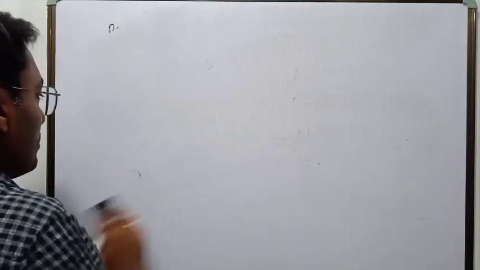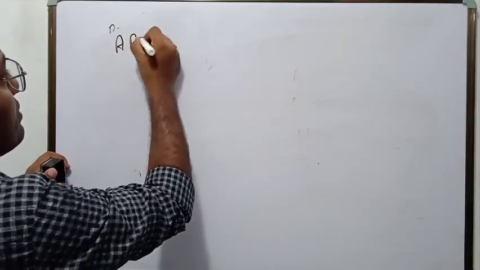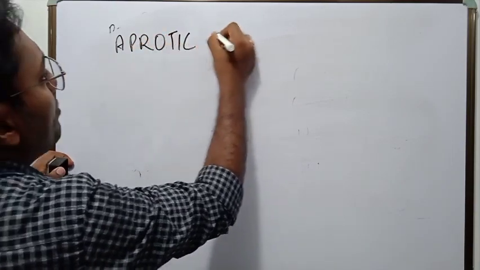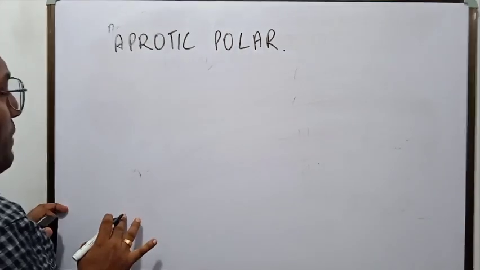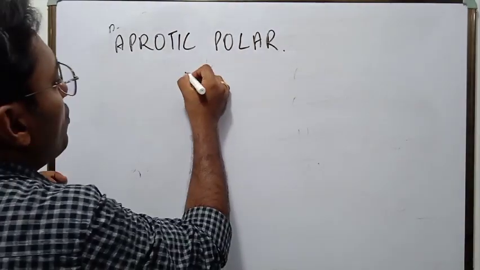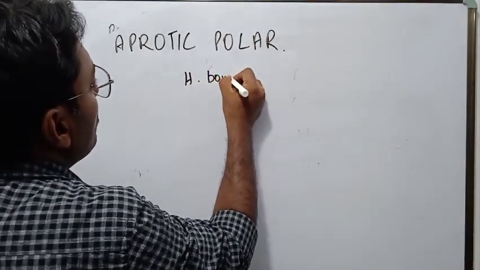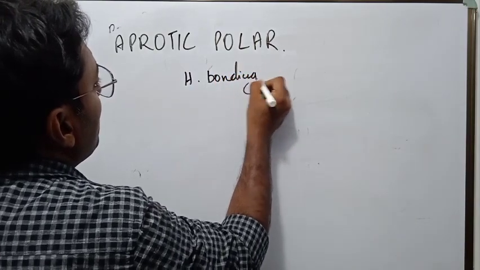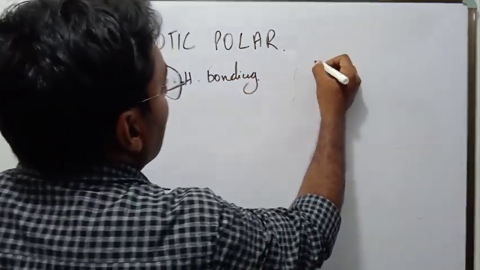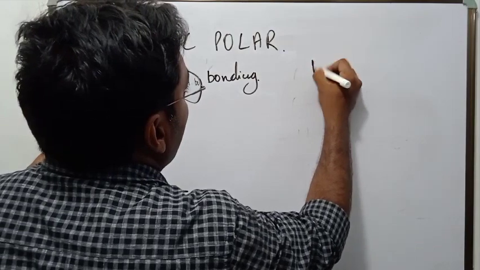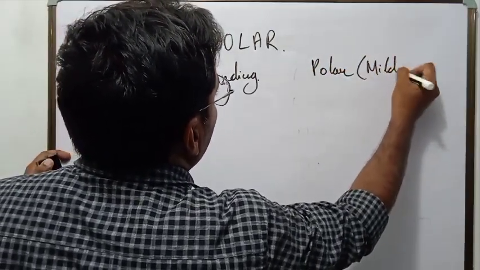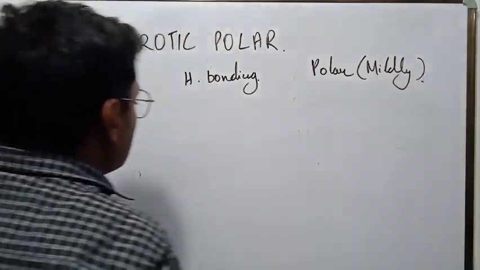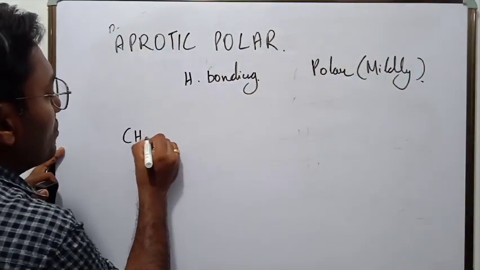Aprotic polar solvents. Let us look at them. Aprotic polar solvent means that there is no hydrogen bonding in it, but still it is polar, mildly polar. Let us see some examples. Acetone.